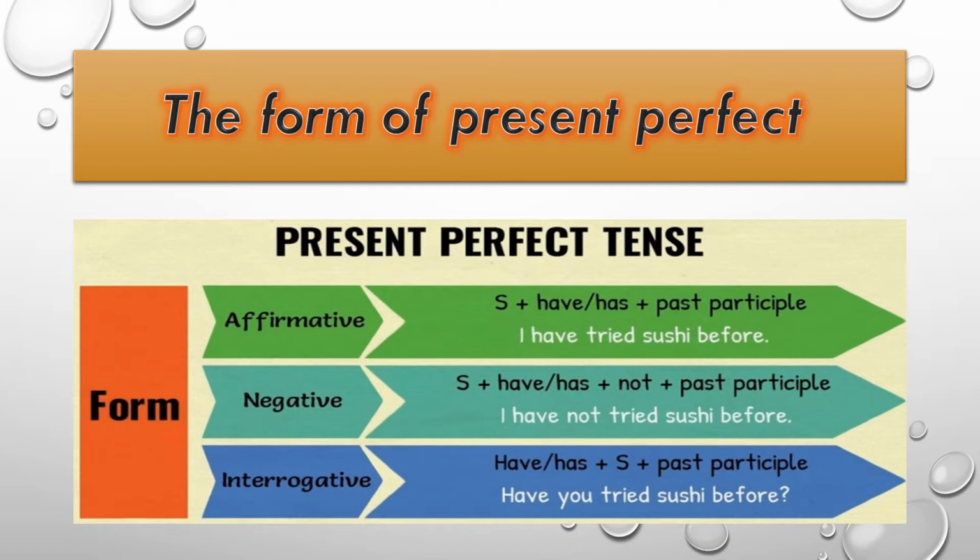What do you mean by invert? تبديل. So instead of the subject, you are going to start your sentence with has or have. Has or have plus the subject plus the past participle form of the verb. For example, to change this sentence into question, you say, have you tried sushi before? Okay, so 3 forms of present perfect simple.